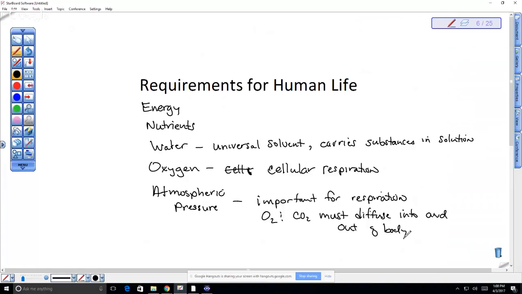So we're going to talk about what diffusion is, but it's a passive movement, and this pressure determines how the gases move, right? So when you're really high up, like on top of Mount Everest, you have to carry oxygen with you, right? Because there's not enough oxygen in the atmosphere, and so you don't get enough oxygen and you die. So you have to be really careful of atmospheric pressure. And that's why they pressurize airplanes when you're up there. If they didn't, everybody would die because of the atmospheric pressure.